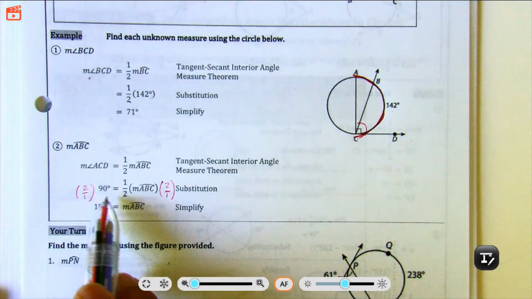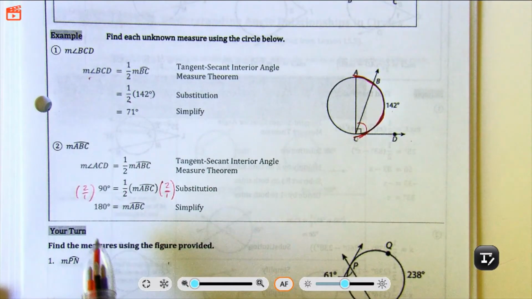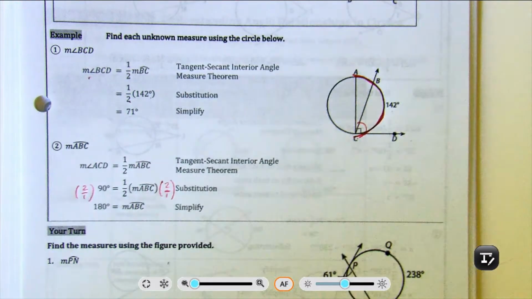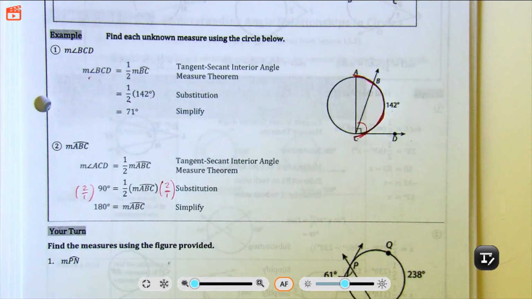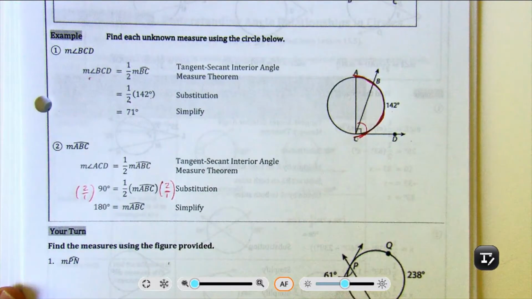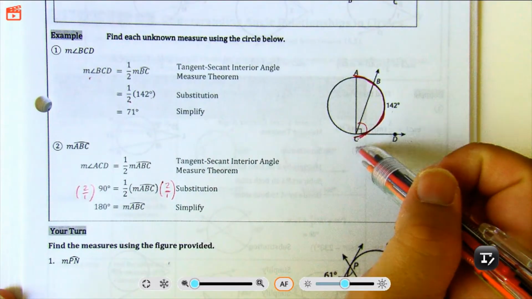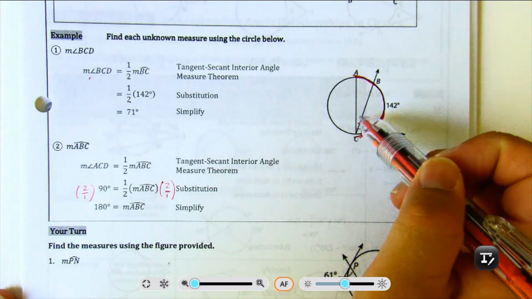Now, we could actually find different things. Knowing that the entire arc is 180, we could find out what arc AB is, but we don't need to. So we found out what the measurement of angle BCD was for problem number 1, and then we found out what arc ABC was, which was 180.